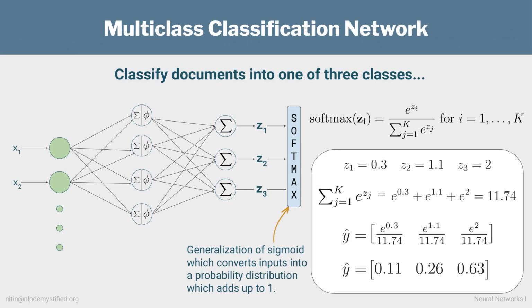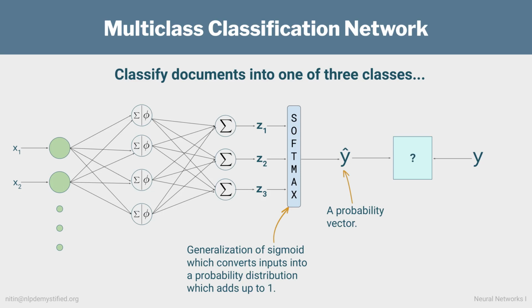Okay, so that's the softmax function, and we're going to see it throughout this course. Okay, so y hat in this case is going to be a probability vector. That leaves us with selecting a suitable loss function. And on a related note, what would the target y look like in this case?